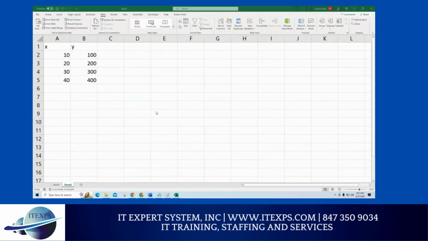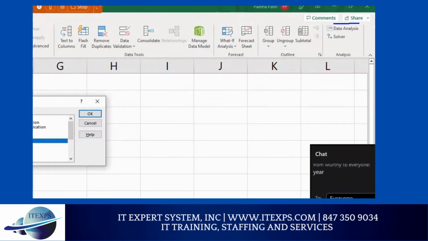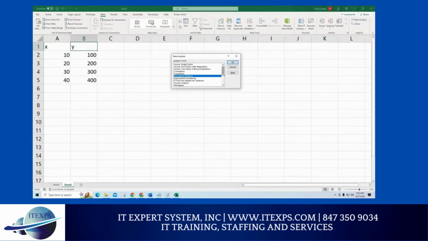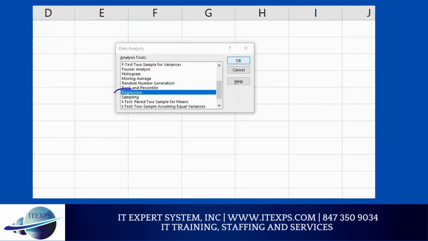Now let's do the exercise. I have X and Y, where X is the driver and Y is the dependent. Click on data analysis. If you scroll down, there is a thing called regression. Click on regression, then click on OK.